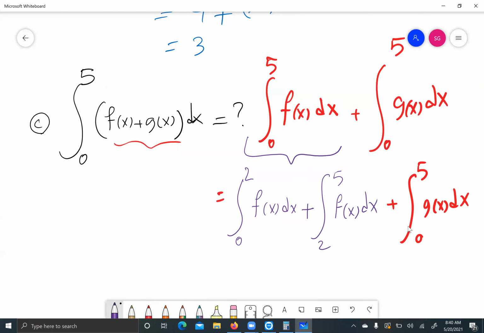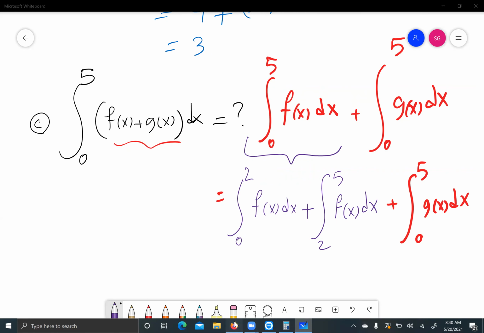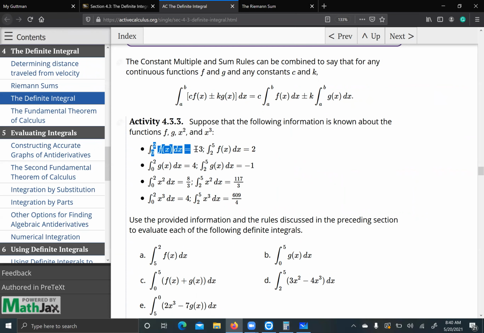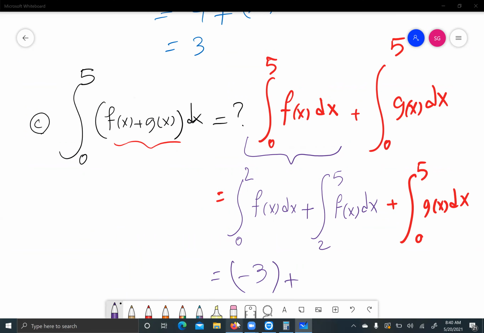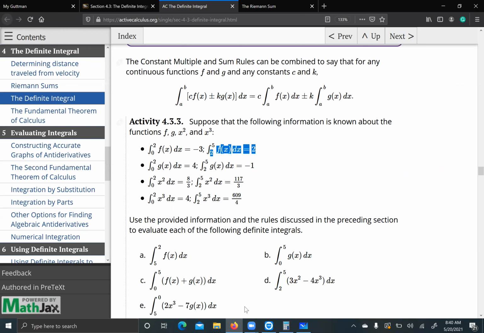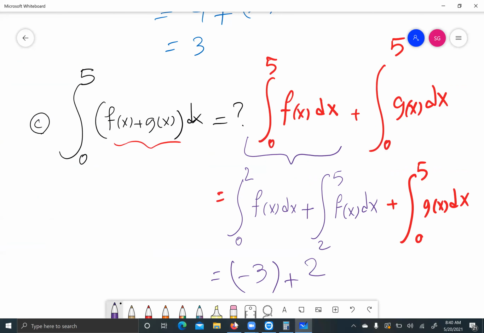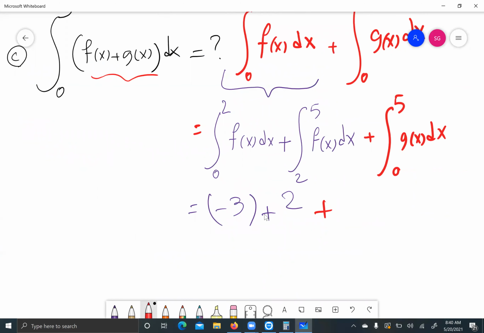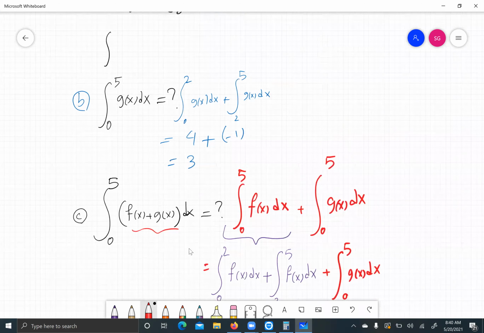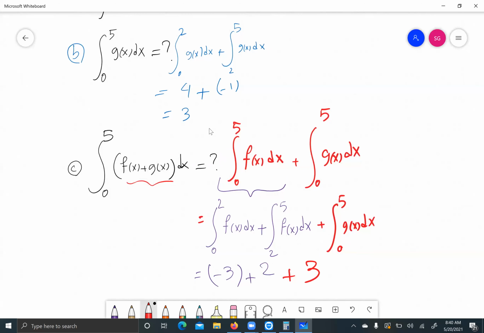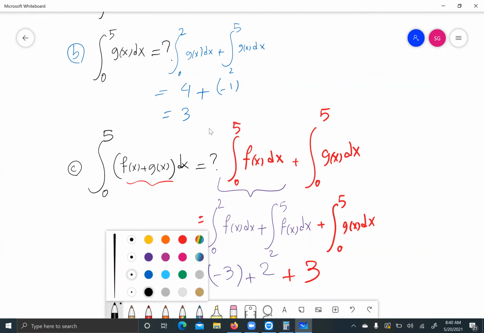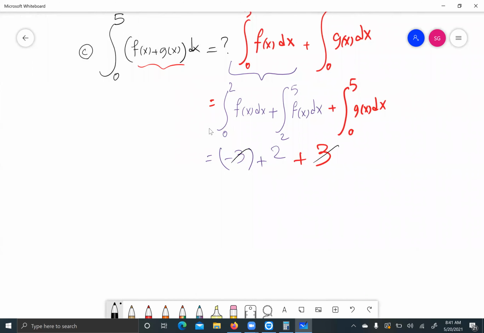Okay, now let's substitute that. For f from 0 to 2, the integral is negative 3. So this is going to be negative 3 plus, and then 2 to 5 is 2. And then the last one, g from 0 to 5, we just evaluated that in the last part. The integral of g from 0 to 5 is 3. So now you can simplify it. This and this cancel, so the answer is 2.